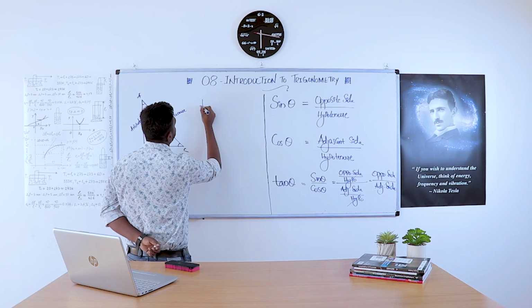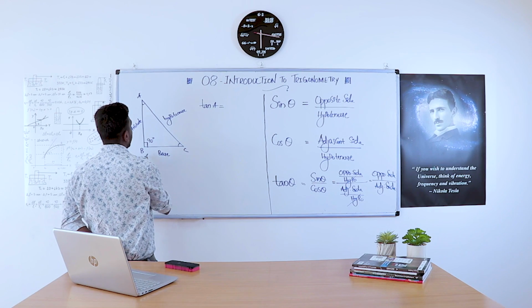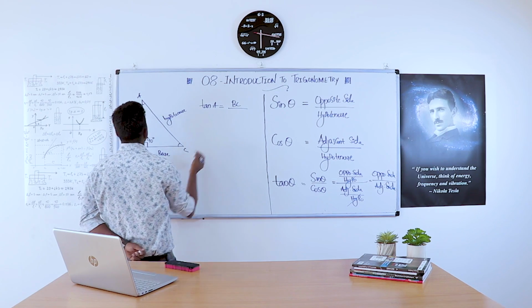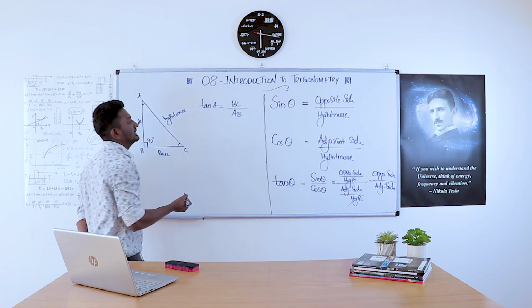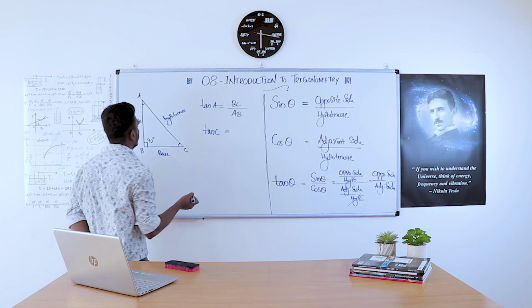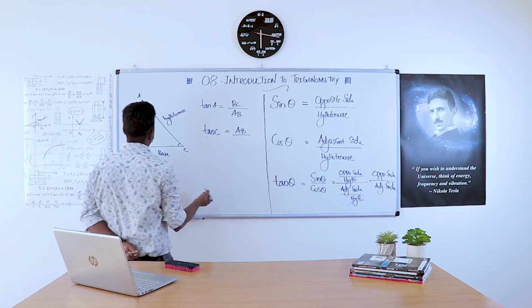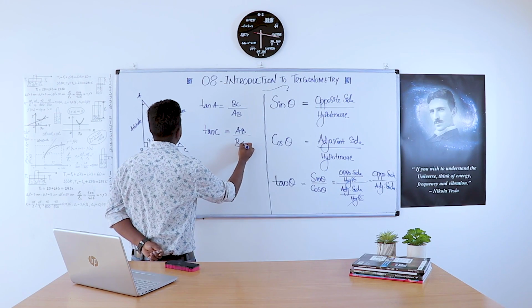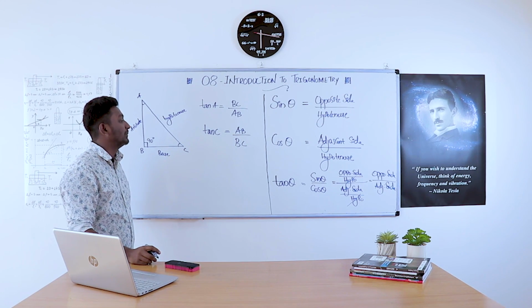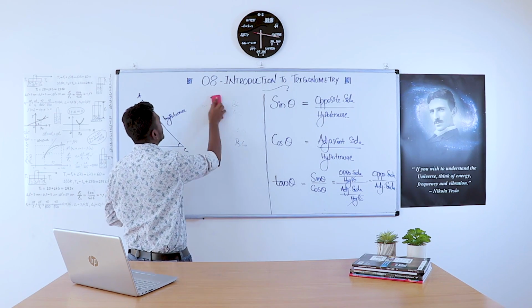Here, what is tan A? Tan A is equal to opposite side by adjacent side. BC is the opposite side of angle A, and the adjacent side of angle A is AB. So tan A can be written as BC by AB. Then what is tan C? Tan C is opposite by adjacent: AB is the opposite side of C, and BC is the adjacent side of angle C. So tan A is equal to BC by AB, and tan C is equal to AB by BC. These are the general equations for sin theta, cos theta and tan theta.